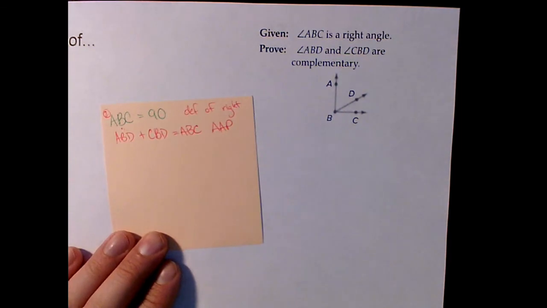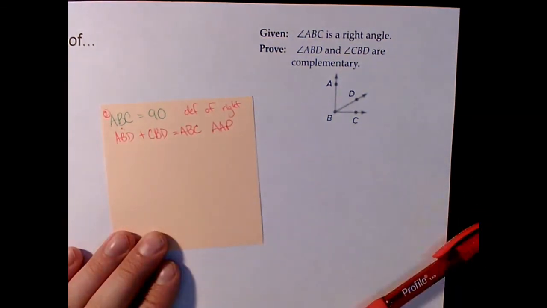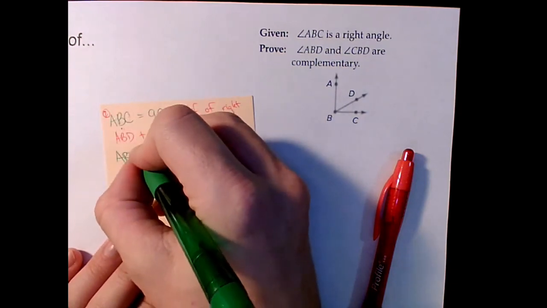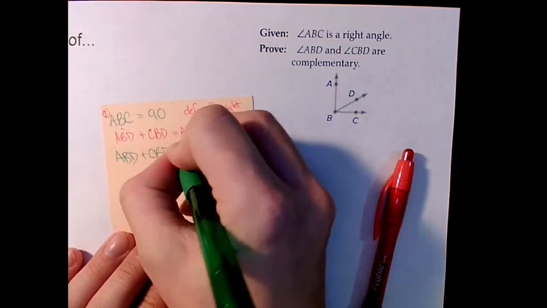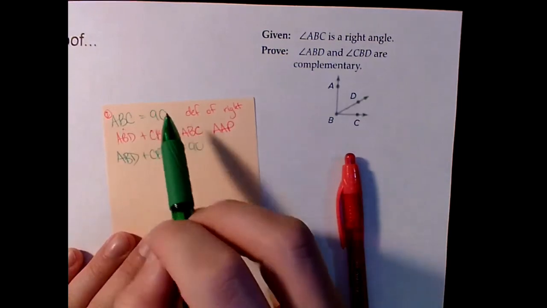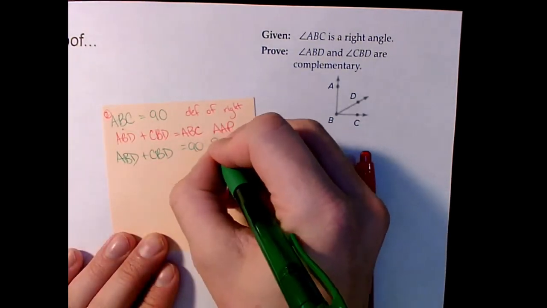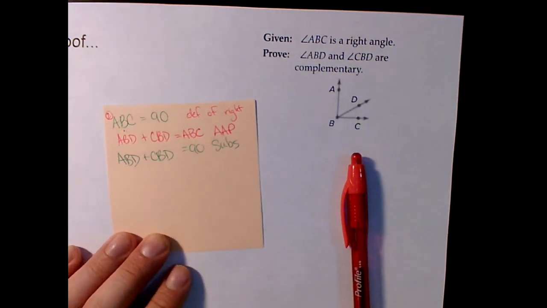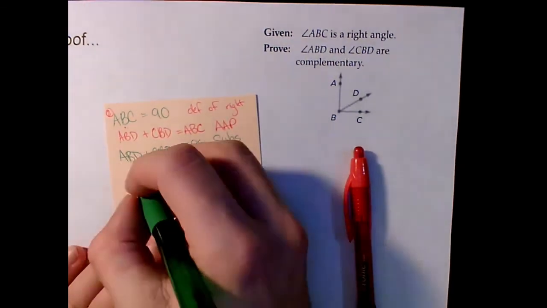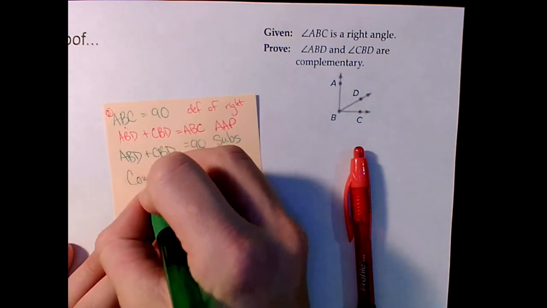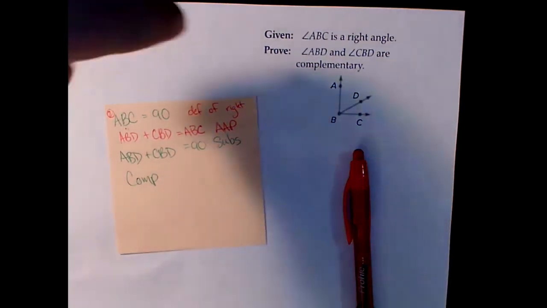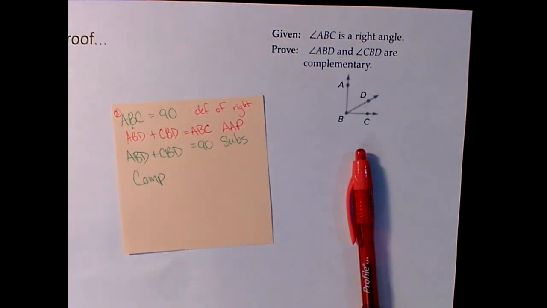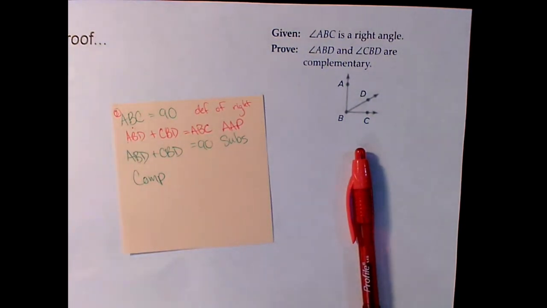All right, well, I already know that ABC is 90, so why don't I turn this into ABD plus CBD equals 90? How do I know that? Because ABC is 90, and so I just turned ABC into 90 using substitution. And that just means that they're complementary by definition of complementary. So it looks like we have a given, step 2, step 3, step 4, step 5. Not bad again.